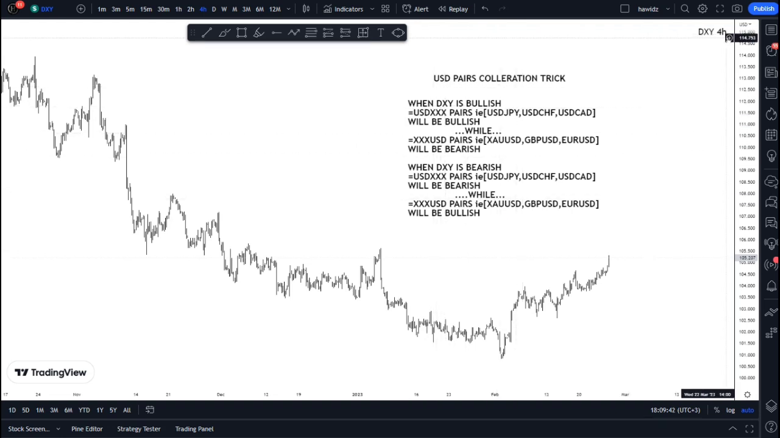When DXY is bullish, then USD XXX pairs like USD JPY, USD CHF, and USD CAD will be bullish. These are just examples of pairs. It doesn't mean only these pairs, it's all pairs according to the scenario explained here. And at the same time, XXX USD pairs like gold, XAUUSD, GBPUSD, and EURUSD will be bearish.